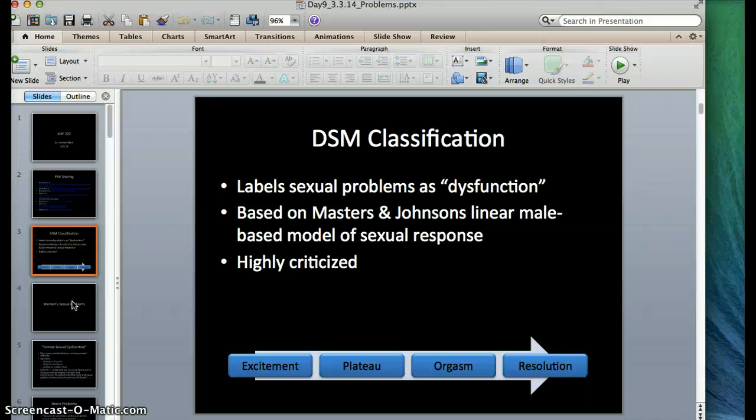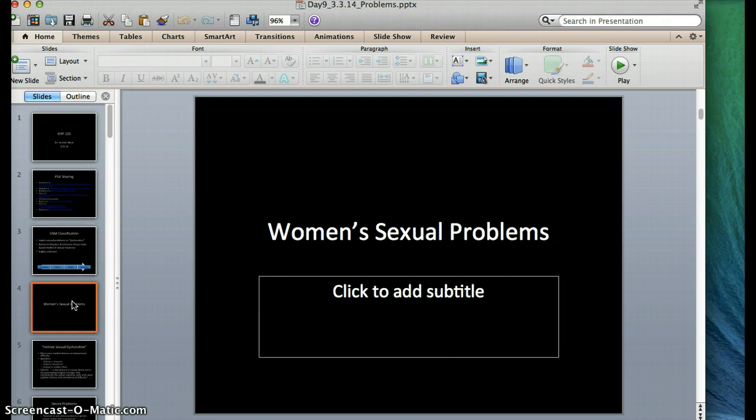It's actually just called the Masters and Johnson model of sexual response, but the reason that it's highly criticized is because it's linear, which means that one thing goes after the other. So you can see here, excitement comes before plateau, which comes before orgasm, which comes before resolution. We learned about this when we were talking about sexual desire and sexual response. So you may remember this from that. Now, I do want for your exam for you to remember what the criticisms are of this model.